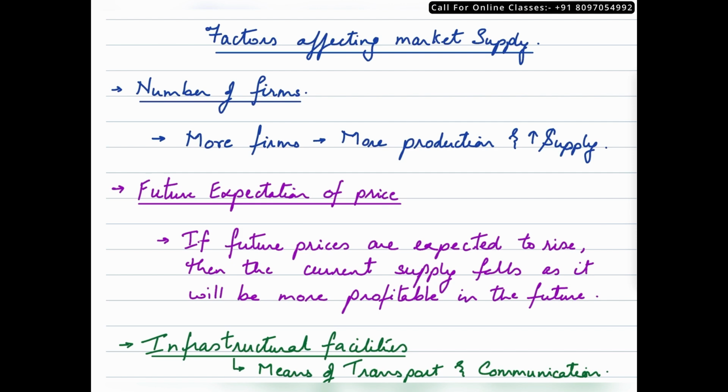I did not write it, but I think we can figure it out. So if the future prices are expected to fall, then the current supply would go up because it might not be profitable to sell in the future because prices are falling, and a seller would want to offer more for sale at higher prices. Clear?